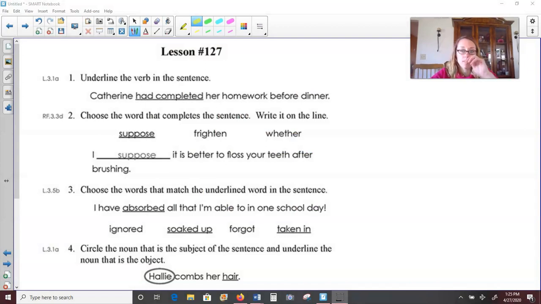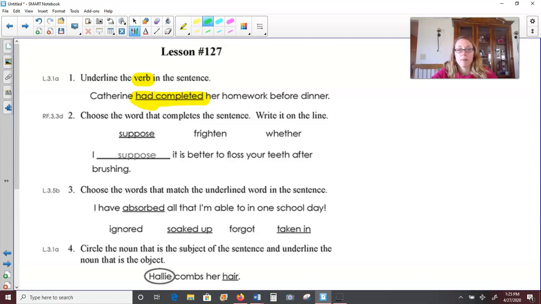It says to underline the verb in the sentence. Remember, a verb is an action word. It tells us what our subject is doing. Catherine had completed her homework before dinner. So what did Catherine do? She completed her homework, but we can't forget the helping verb had. Had completed, it tells us that this was in the past.